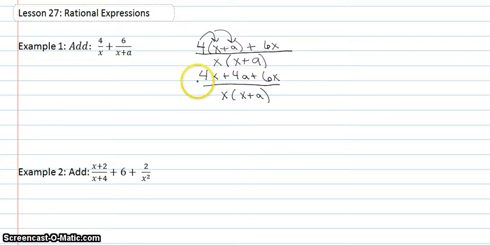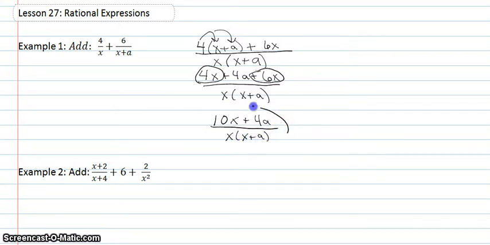Now I have like terms in the numerator, the 4x and the 6x, that I need to combine together. So I'm going to have 10x plus 4a, and that is all over x times x plus a. And then that is our answer. We'll just leave it like that.